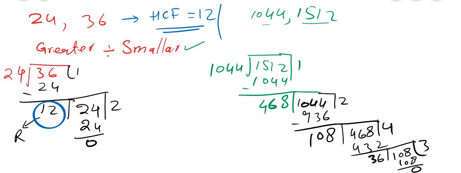So now it's 0. As I said at the beginning, we have to continue our division until we get 0. That's why it's called the continuous division method. So the last remainder is your HCF for this question. So the HCF here is 36. The last remainder is your HCF.